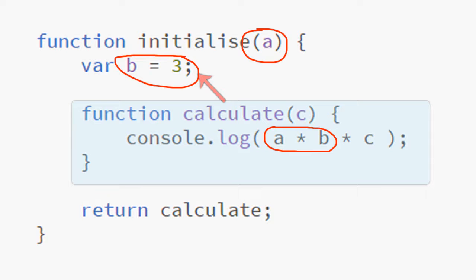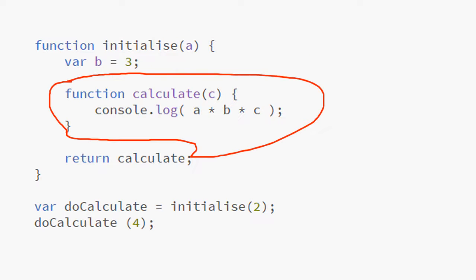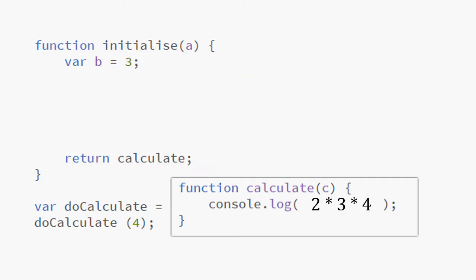To permit access to the calculate function from outside the scope of initialize, the calculate function is returned from initialize. After we execute initialize, the function calculate is returned and assigned to the variable doCalculate. The calculate function is now outside the scope of the initialize function, but it still has access to the variable b, which is within the scope of the function initialize. This is a clear observation of closure.